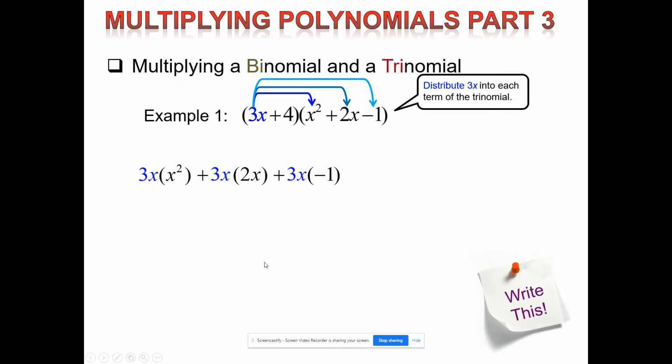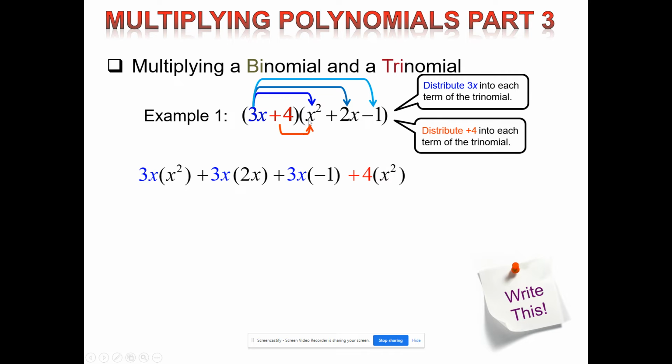Now I need to do the same thing with 4. Okay, so I'm going to distribute that 4. So I've got 4 times x squared. I've got 4 times 2x. And I've got 4 times negative 1. Okay, so look, I have 1, 2, 3, 4, 5, 6 terms because it's 2 times 3, which gives me 6. Now, I will end up simplifying, and we will be able to collect like terms.